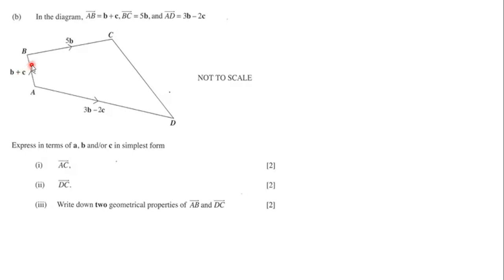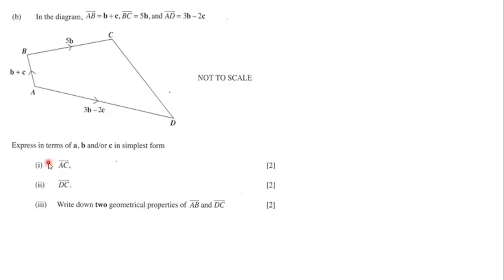And they tell us that BC is equal to 5B, and that AD is equal to 3B minus 2C. Using this information, express AC and DC in terms of A, B, and/or C, and make sure it's in simplest form. The next thing they want us to do is look at the vectors AB and DC, and tell them what geometrical properties hold for these vectors.